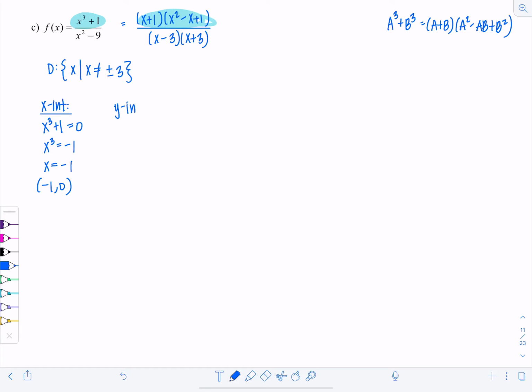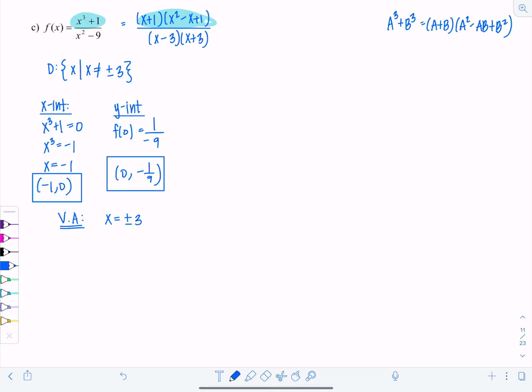What about the y-intercept? Where's that? So f of 0 is 1 over negative 9. So it's at 0, negative 1/9. Okay. Got some fractions in here. We're kicking things up a bit. Okay, let's see. Vertical asymptotes, do we have any of those? Why, yes, we do. We've got 2 of them at x equals plus or minus 3.